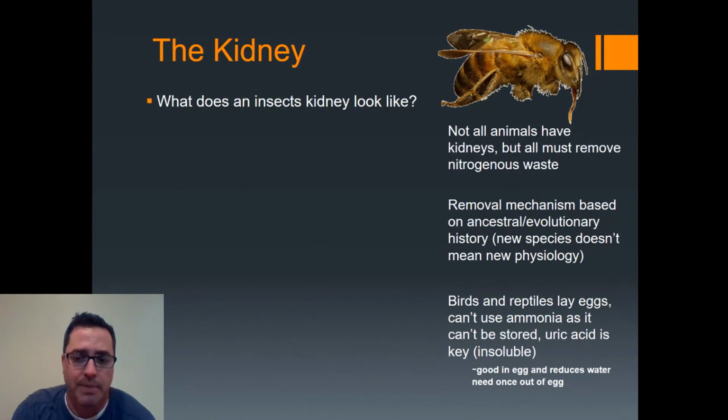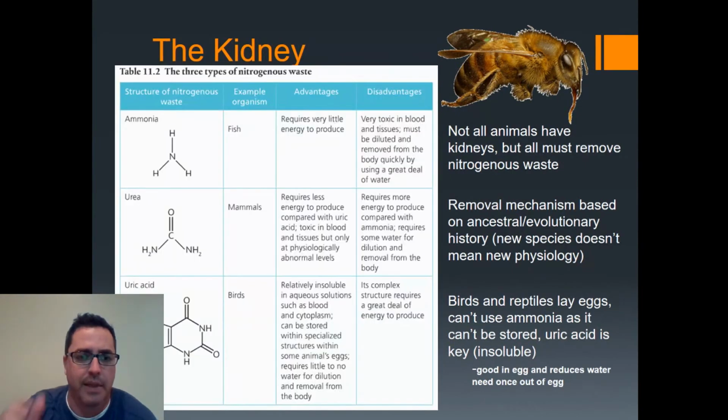But birds and reptiles that do lay eggs, they need something different. They're not going to be able to use or produce urea because it's going to be water soluble. It's going to concentrate itself inside that egg as the embryo develops, and eventually be toxic and kill the embryo.